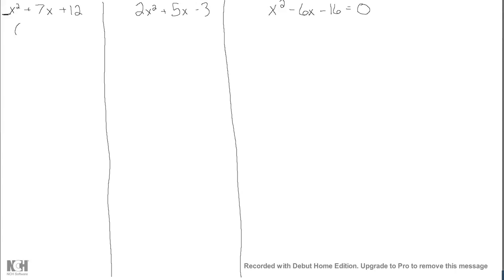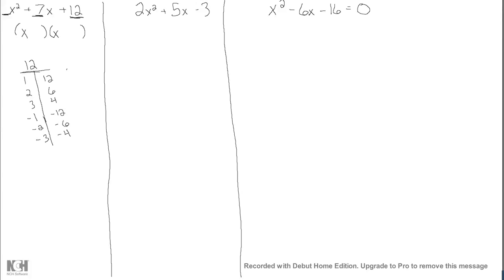I just go straight into my two sets of parentheses, and if this does factor, I should be able to get two numbers that multiply to give me 12 but add to give me positive 7. So what I like to do is write down the number I want to multiply to get and list out all the combinations of numbers that will multiply to give me 12. So I've got 1 times 12, 2 times 6, 3 times 4, and then all the negatives. Negative 1 times negative 12, negative 2 times negative 6, and negative 3 times negative 4.